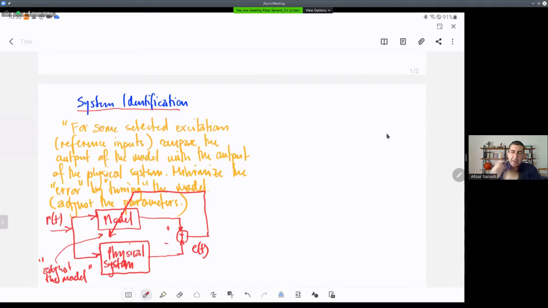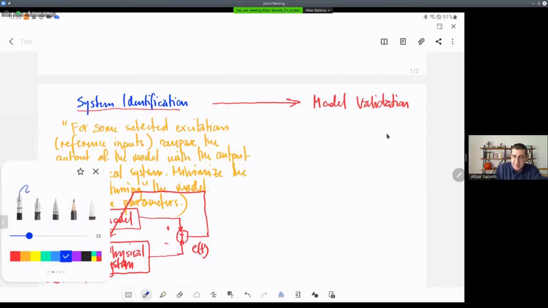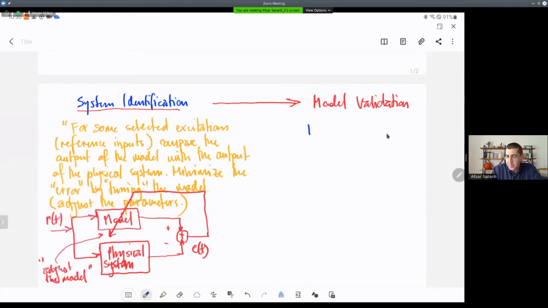Okay. Now, there might be sometimes an additional step of more experiments, and that is called model validation. In model validation, what you effectively do is more experiments. Okay? Perform additional experiments to measure model accuracy.